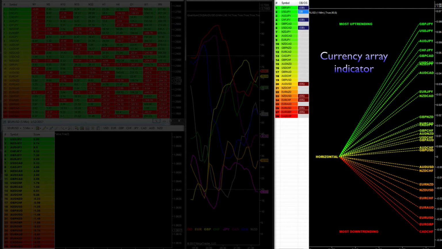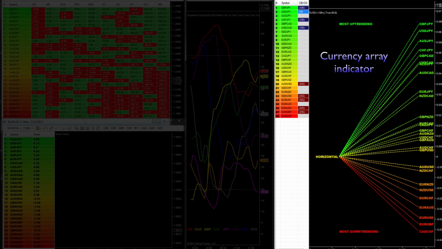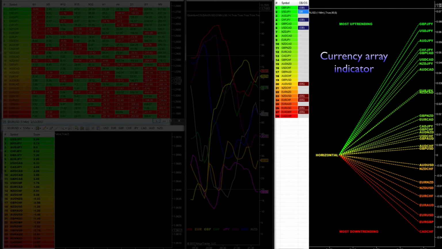Finally, the indicator delivers a third advantage with all the pairs duly ranked, from those most heavily bearish to those most strongly bullish. And of course, the array will tell you instantly if the sentiment for one currency is universal. If it is, then the pairs will all be aligned. If it's not, you will see divergence on the array.